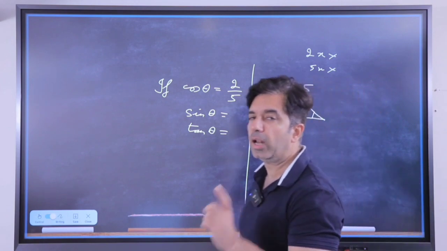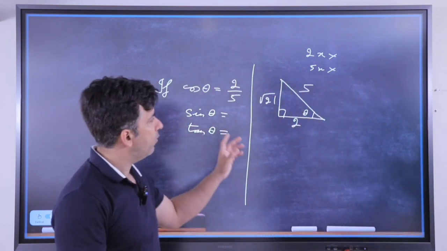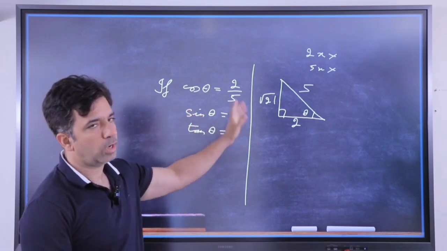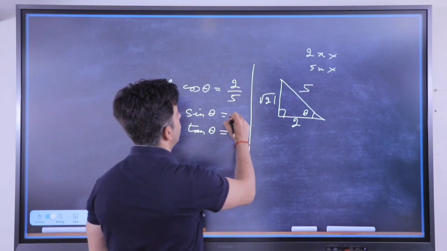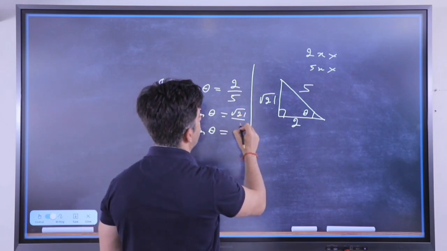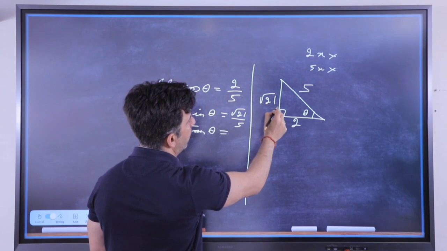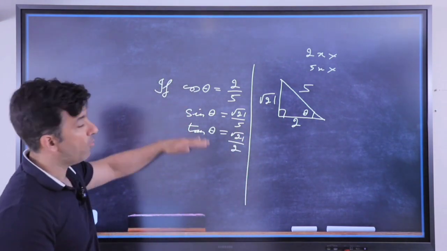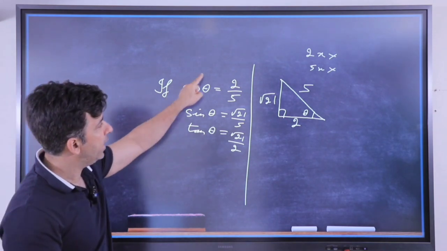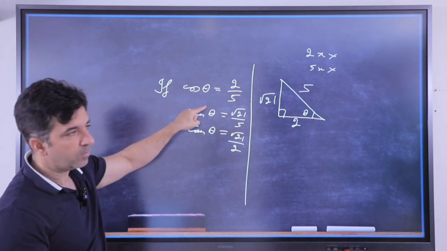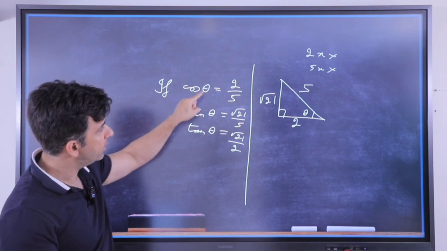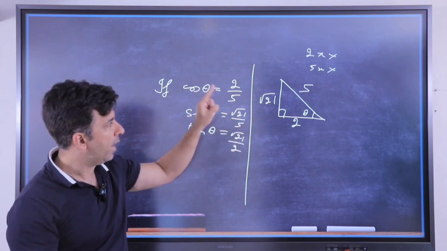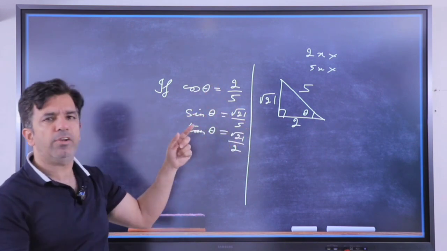The moment we calculate the height, we have solved everything in this question. Now sin theta is perpendicular upon hypotenuse, which is square root of 21 divided by 5. And tan theta is perpendicular upon base, which is square root of 21 divided by 2. This would be my final answer. So whenever any trigonometric ratio is given to us, we'll just create this triangle and find the side that is missing. After that we can easily find any other trigonometric ratio.